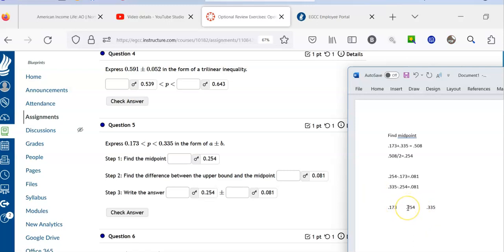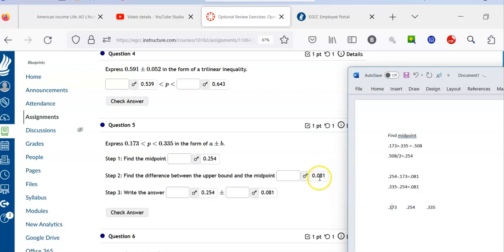Now, 0.254 is the midpoint, so the difference between the upper bound and the midpoint is the same as the difference between the lower bound and the midpoint. If I take the upper 0.335 minus 0.254, I get 0.081. And if I take the center, 0.254, and subtract 0.173, I also get 0.081. So to 0.173 I add 0.081 to get 0.254, and then I add 0.081 again to get 0.335, with 0.254 being in the middle.